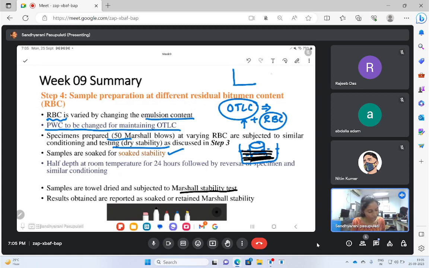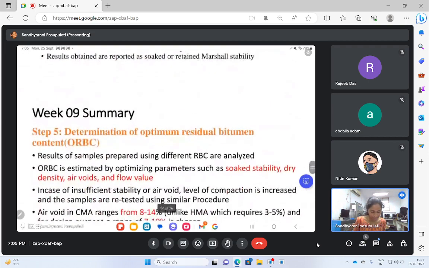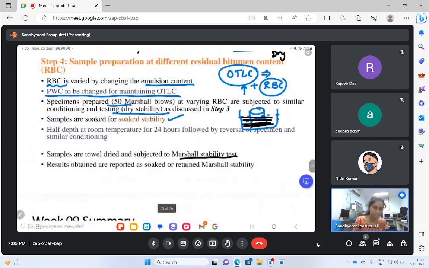So now we have the stability of wet and also the stability of dry. This is what is called retained strength, retained tensile strength. After calculating the retained tensile strength, whatever optimum residual bitumen content gives the optimum properties, that optimum bitumen content will be chosen.